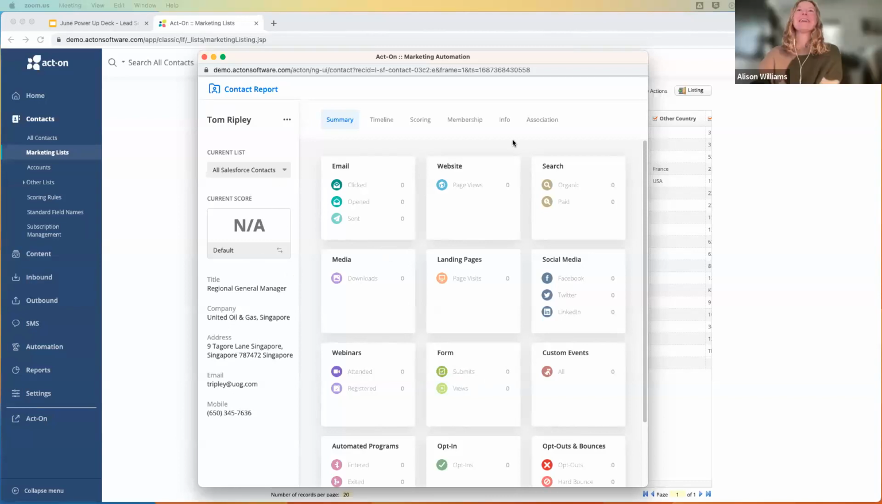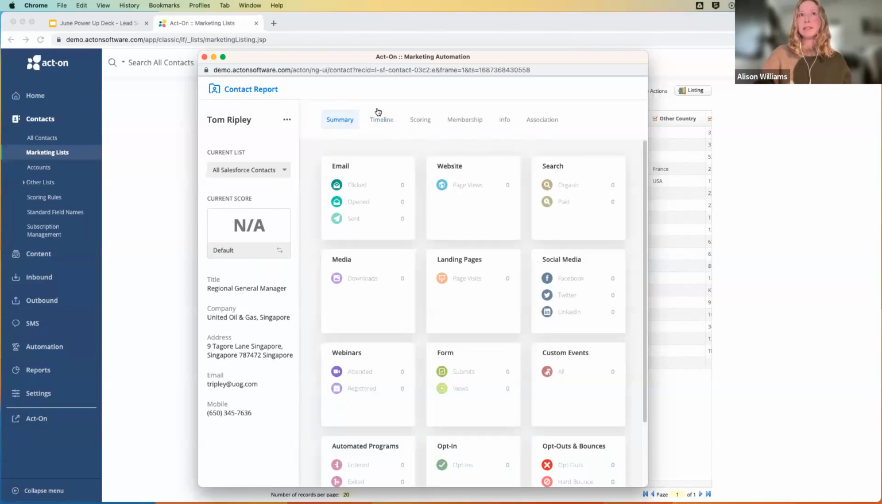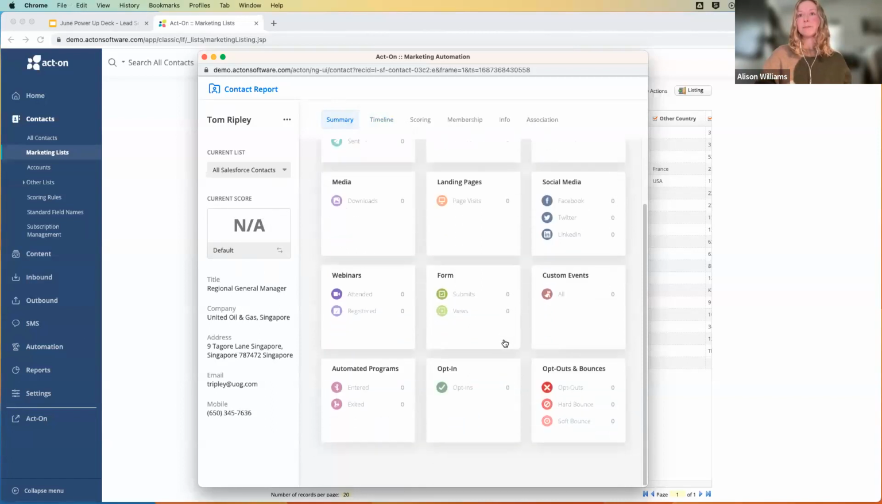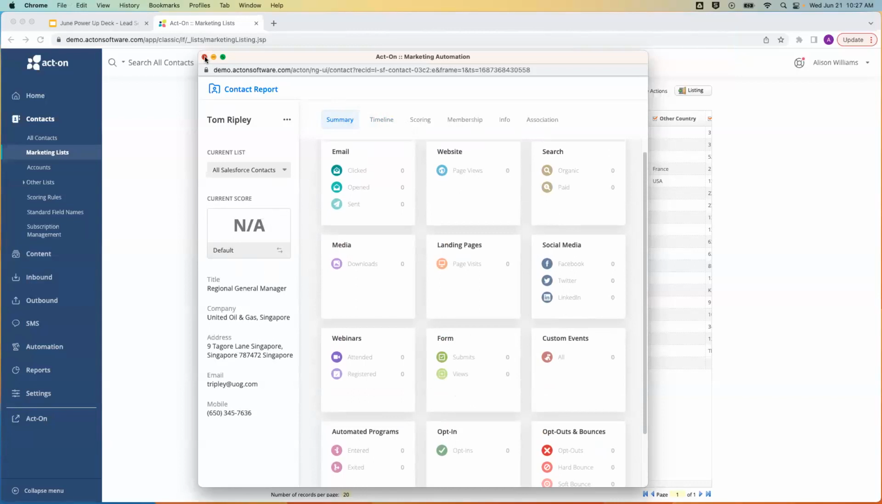We got it. Thank you. Perfect. Okay, so this is just a demo contact. There's no real lead score data applied to them, but you would be able to see their score applied on the contact report. And then you can also see all the behavior that led to them getting that score. If you look at the timeline, there would be a timeline of events. In the summary, you can see all of that behavior there. Perfect. Thank you so much, Allie.